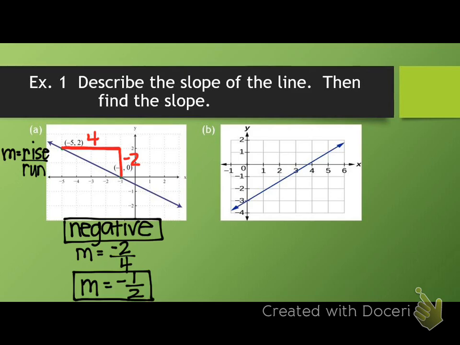Now, we've talked a lot about making sure our answer makes sense. If we describe our graph as negative, is our answer a negative number? Good. If I say it's negative, but then my answer comes out to be positive, I should know I did something wrong and I got to go back and figure it out, okay? But this one's perfect. It's negative. As I look at it, it falls.